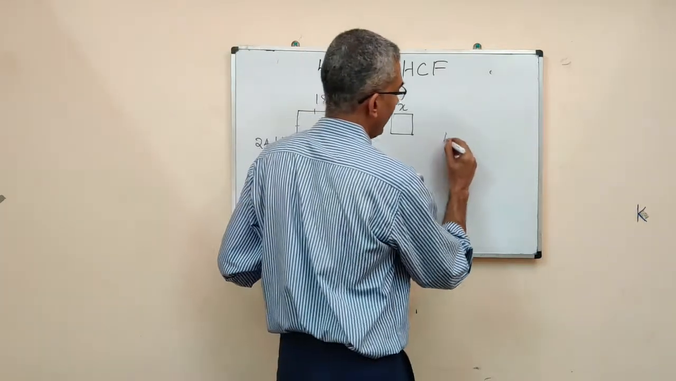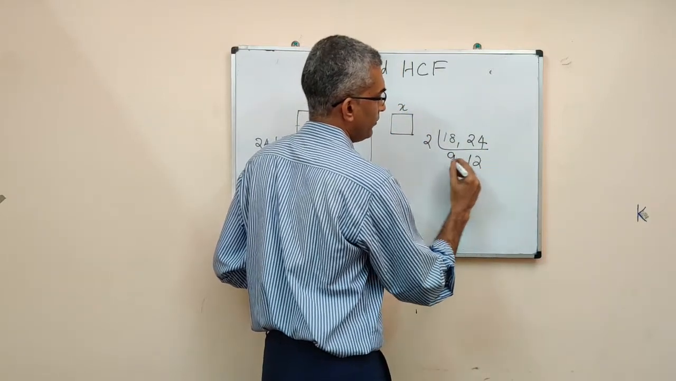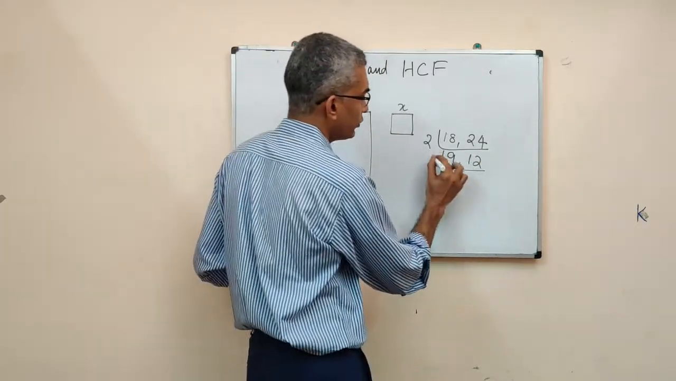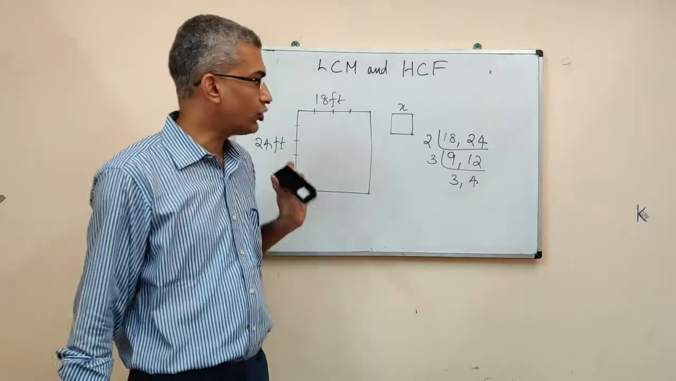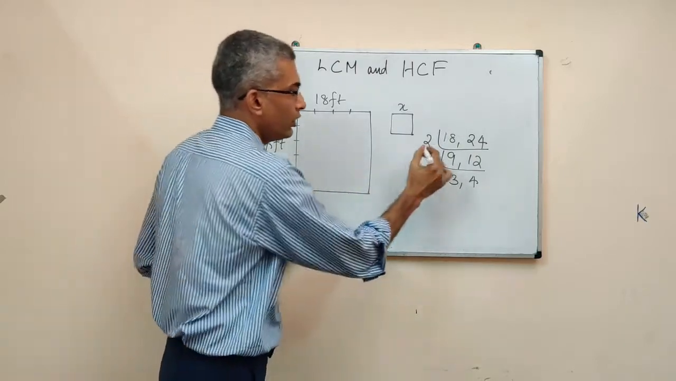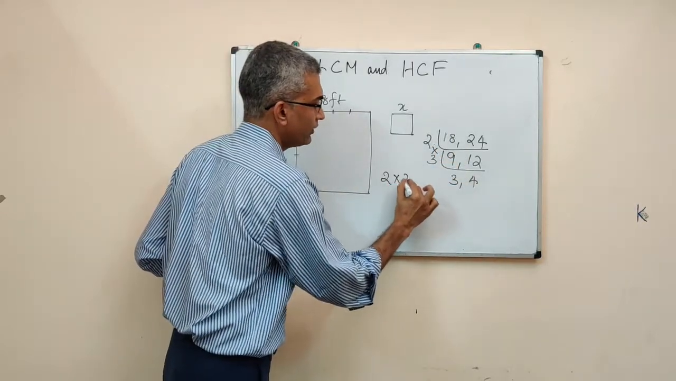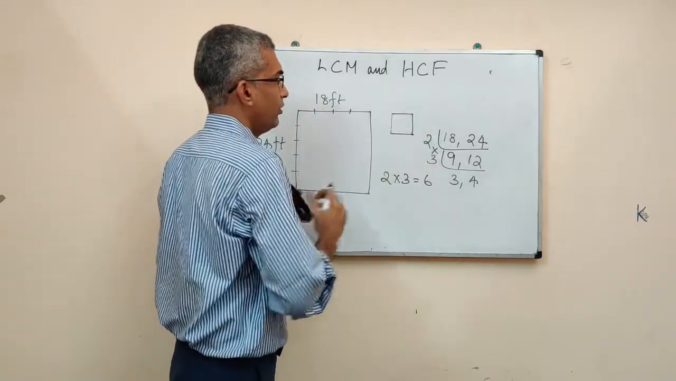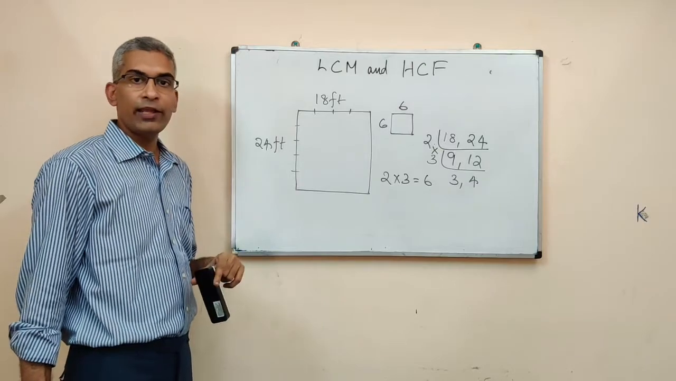Let us see, 18, 24. Let us look at the common factors. 2 is a common factor. I can't divide by 2 anymore because 2 is no more common between 9 and 12. I go for 3. Now there is no common factor between 3 and 4 other than 1, so I stop. So 2 is a factor of 18 and 24, 3 is a factor of 18 and 24. The highest common factor of 18 and 24 will be the product of 2 and 3. 2 multiplied by 3 gives me 6. Okay. So I will use a square tile whose dimensions are 6 feet and 6 feet. Okay. So this is an application of HCF.